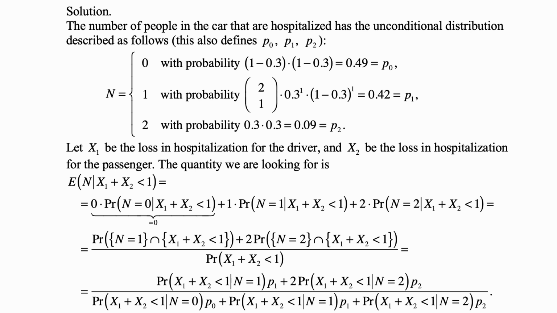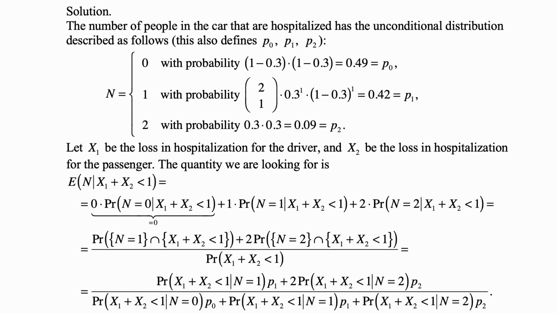N is equal to 1 with probability 2 choose 1, so two ways to do this, times 0.3 times 1 minus 0.3, which is the same as saying 0.3 times 1 minus 0.3 plus 1 minus 0.3 times 0.3. That's equal to 0.42, and we call this P1. And n is equal to 2 with probability 0.3 times 0.3, which is 0.09, and we call this P2. And of course you can see that P0 plus P1 plus P2 is 1.